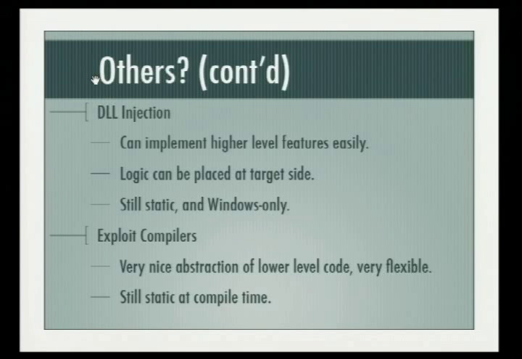And taking the next step up, we have exploit compilers, which are often compilers written in scripting languages targeted to an assembler of a target platform, allowing some level of abstraction at programming time, but they are still static at compile time. Once you compile them and get them on the victim, you can't easily change them.